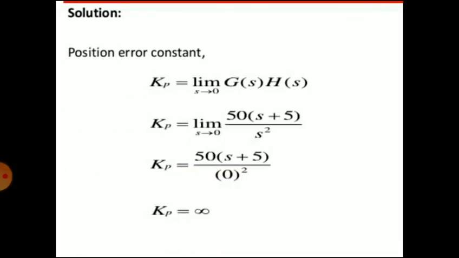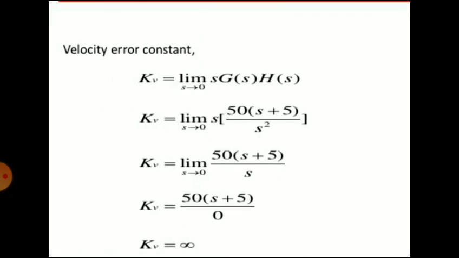So we have to put the value here and take the limit. After taking the limit, you will get the value of Kp equal to infinity. Then find out the velocity error coefficient Kv equal to limit s tends to 0 of s G(s)H(s), that is the formula. We have to put the value of G(s)H(s) in this expression and take the limit.